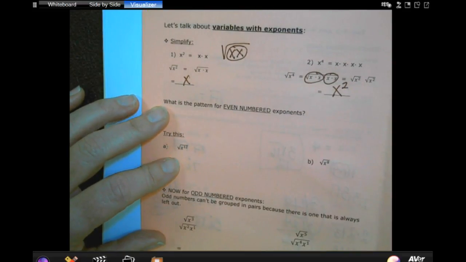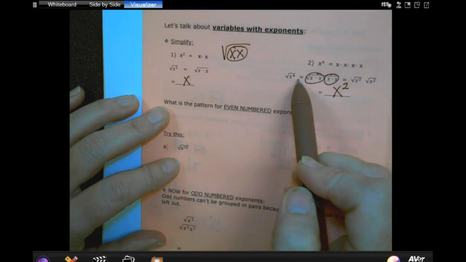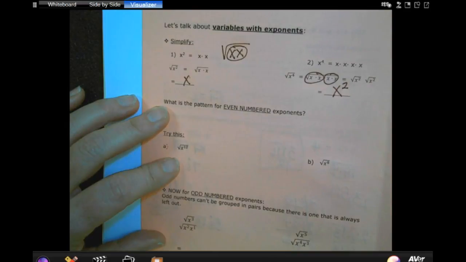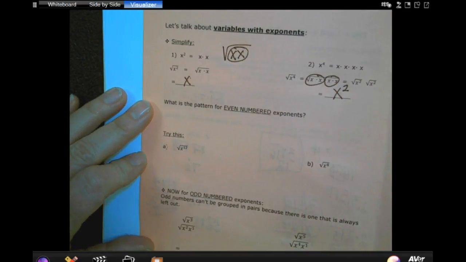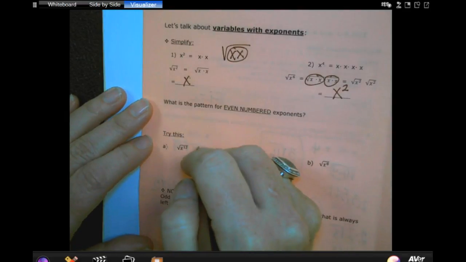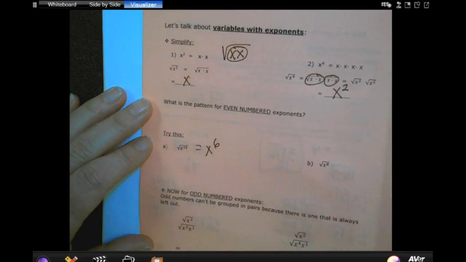So what I'm really doing is I'm taking this exponent, the 4, and I'm dividing by 2 because you have pairs, right? So if I have x to the 12th, how many pairs do I bring out? 6. 12 divided by 2 is 6. So x to the 8th, how many pairs? So x to the 4th.